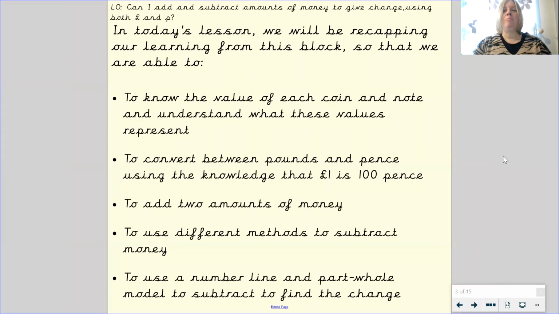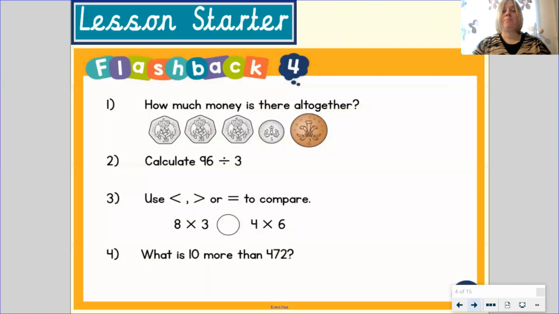In today's lesson, we will be recapping our learning from this block so that we are able to know the value of each coin and note and understand what these values represent. We will convert money between pounds and pence using our knowledge that £1 is 100 pence. We will add two amounts of money together to find the total. We will use different methods to subtract money, and we will also use a number line and the part-whole model to subtract to find the change.